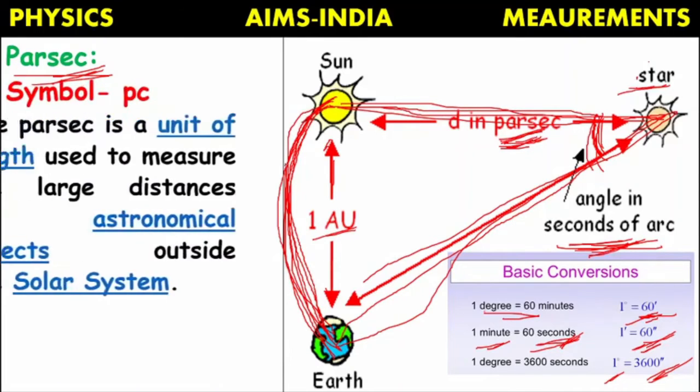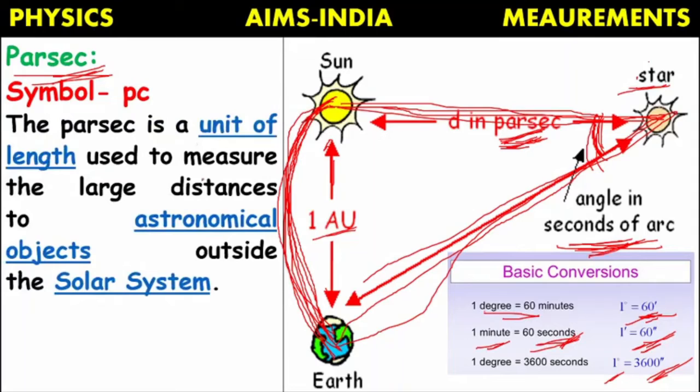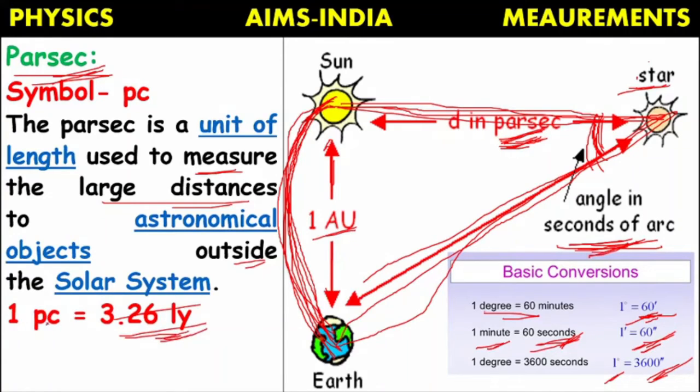Its symbol is PC. The parsec is a unit of length used to measure large distances outside the solar system. It is also used to measure astronomical objects, and objects outside the solar system can be measured with the help of parsec compared to light year. 1 parsec is 3.26 light years, which means parsec is a bigger unit than light year. Its complete name is parallactic second.